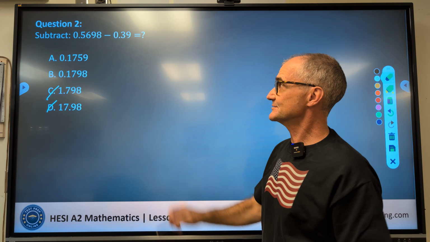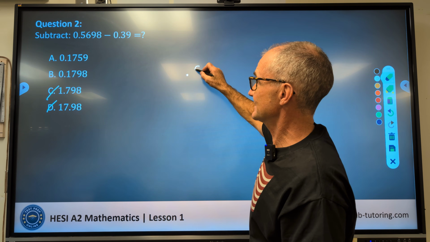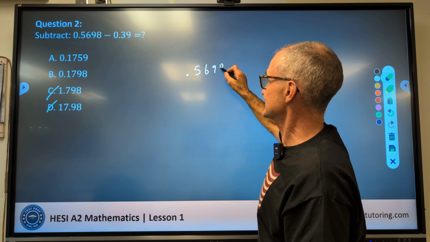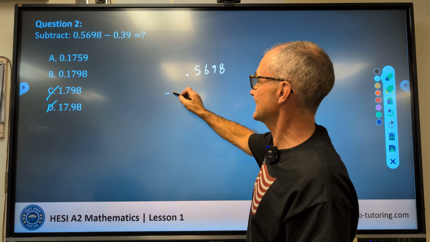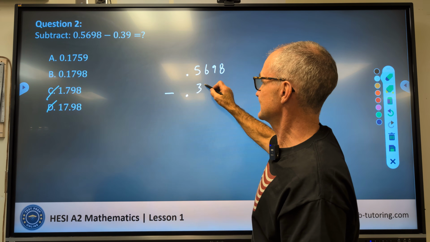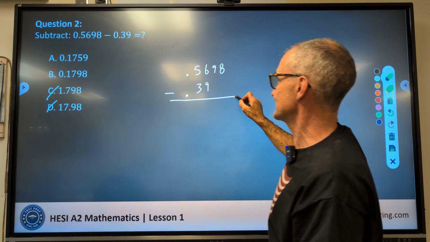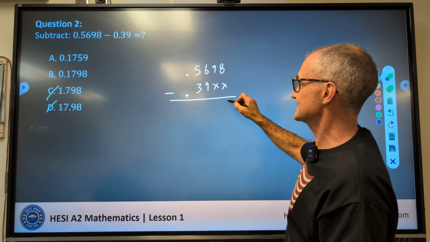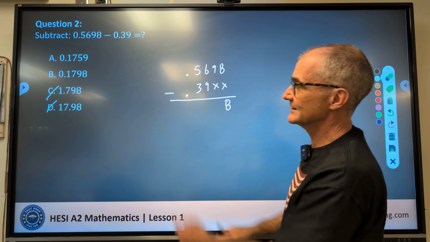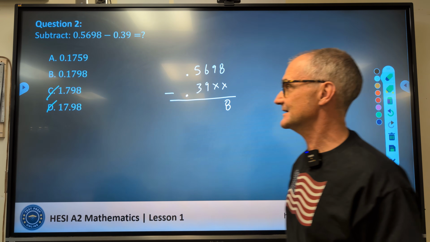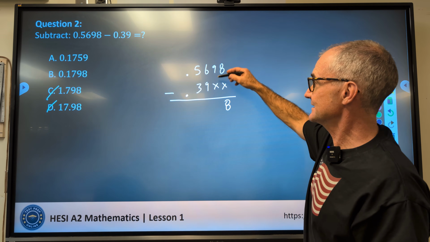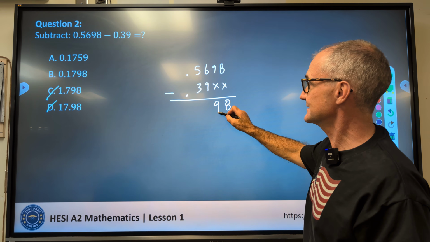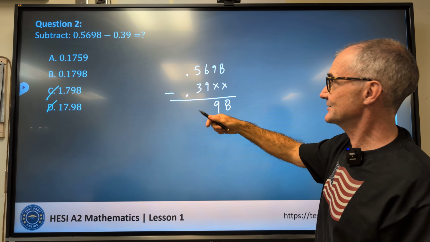Subtracting decimals can be the same thing. 0.5698 minus 0.39. My decimals line up. These are just placeholders. 8 minus nothing is 8. I could go over there. Both of these have 8, so I can't answer just yet. 9 minus something is 9. So 9, 8, they both have that.